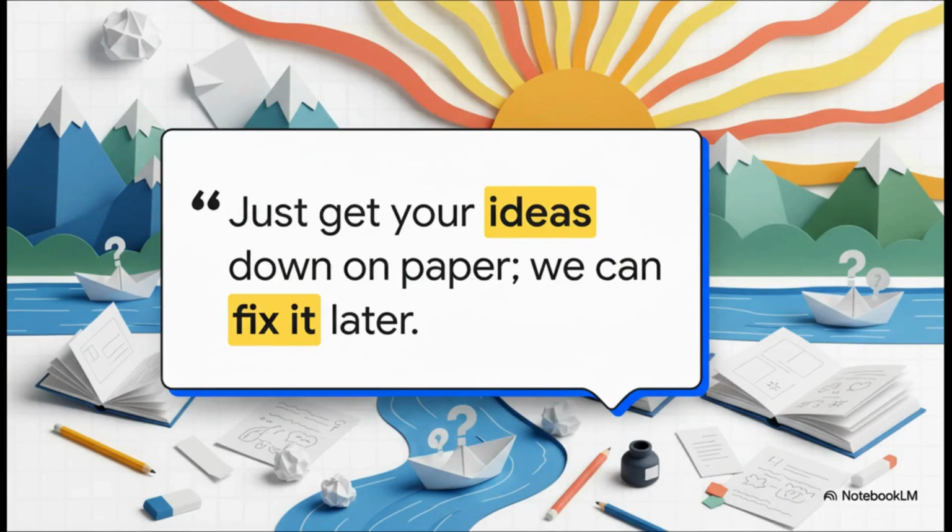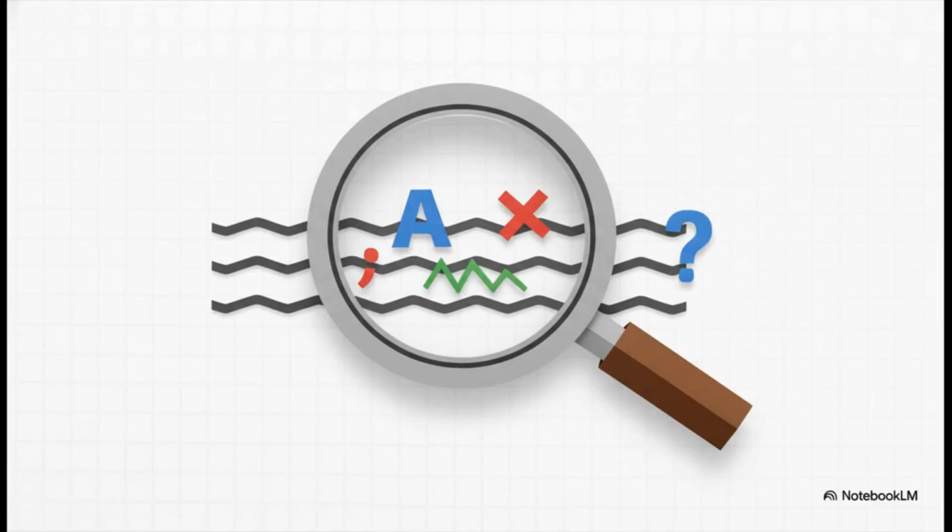This right here, this is one of the most empowering things you can say to a young writer. We can fix it later. It gives them permission to be messy, to be imperfect, and to just focus on getting the story out. All right, the sloppy copy is done. Awesome. Now we move to E for edit.